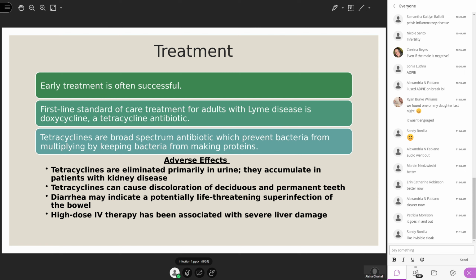Treatment. The treatment of choice is doxycycline here, and it is a tetracycline type of antibiotic, okay, doxycycline. And we usually give a 30 days course of doxycycline for Lyme disease. The adverse effects of tetracycline, doxycycline, which is so important, are that it can cause kidney damage, it can cause discoloration of the teeth, diarrhea can happen, and it can cause liver damage.